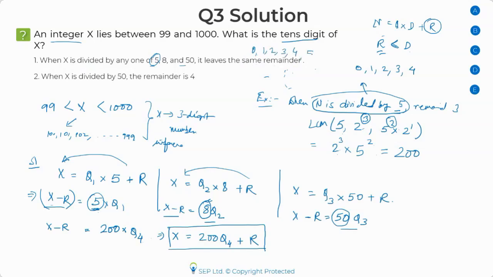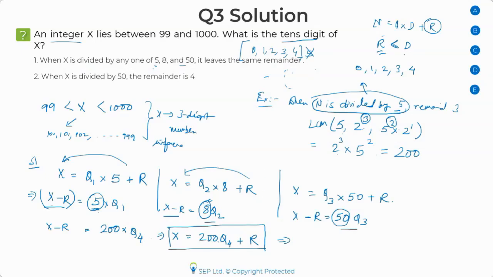I cannot have a remainder of 5, not possible, because one of the divisors is 5. Since one of the three divisors is 5, the maximum remainder that can go is 4. Now think about what I have here, 200q plus r. I have 2 zeros here, okay?